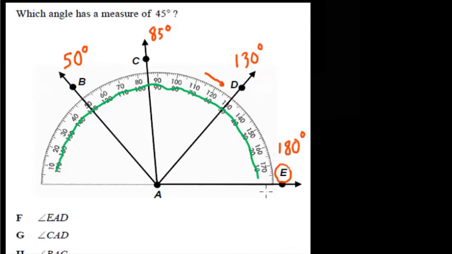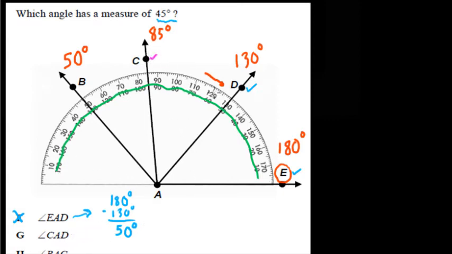Alright, so here's the strategy. We're going to answer choices. Let's first start with EAD. E is right here. A and D is right here. So for EAD, we're going to do 180 degrees for E. It's the bigger one. We're going to subtract away 130 degrees. And I want to see all this work on your paper. Write this down. 50 degrees. Okay, so we're looking for 45 degrees. So we can get rid of F. Not true.